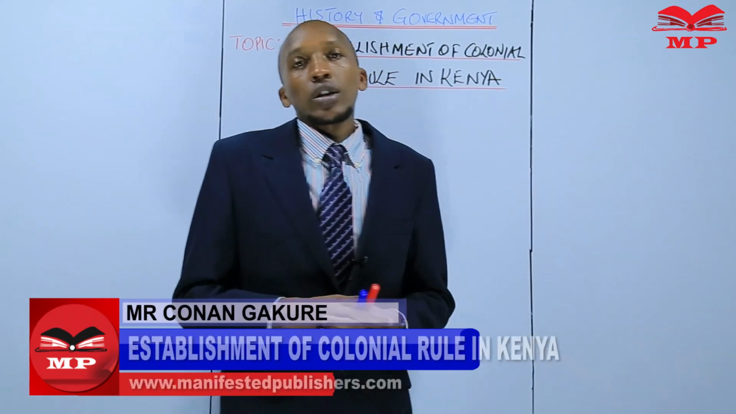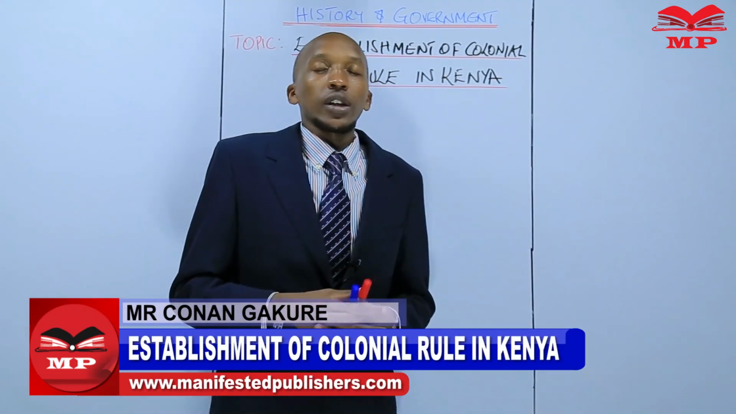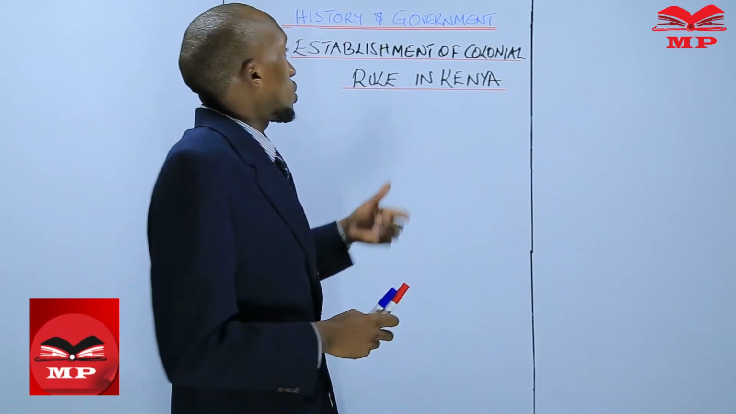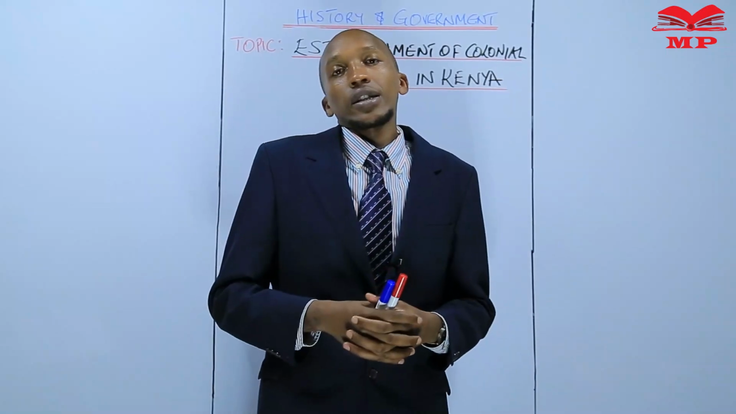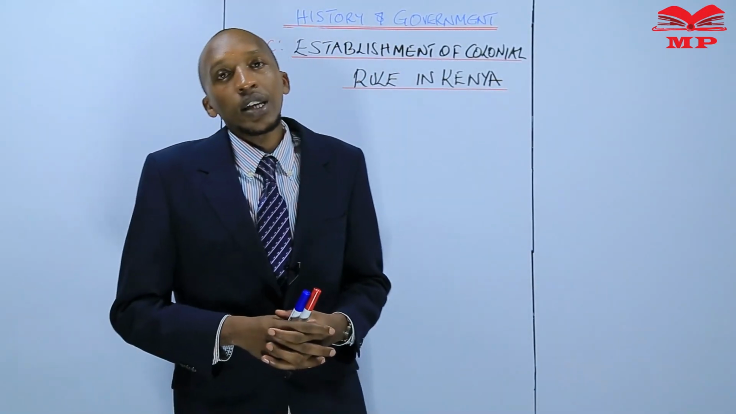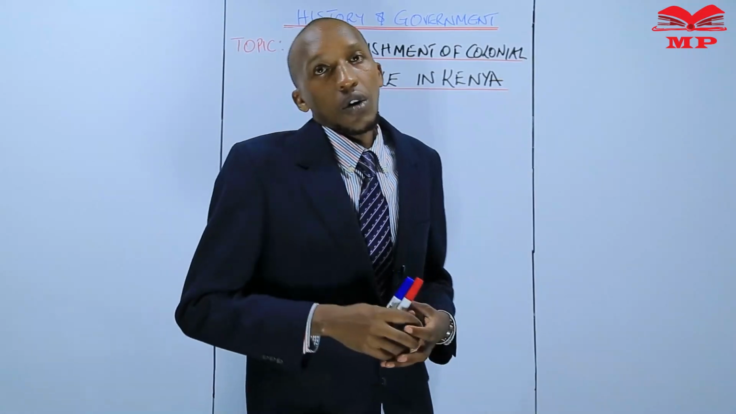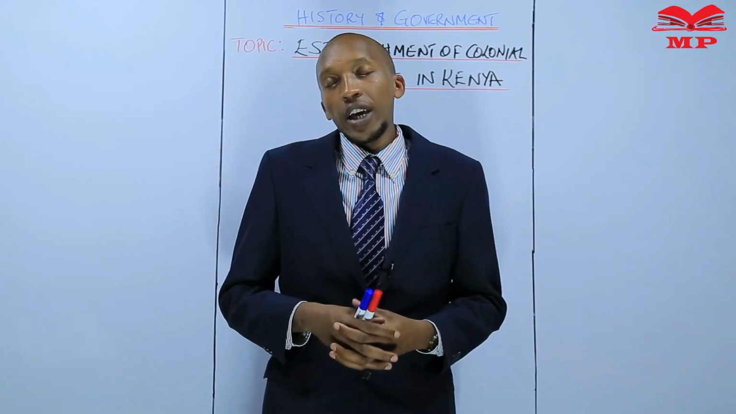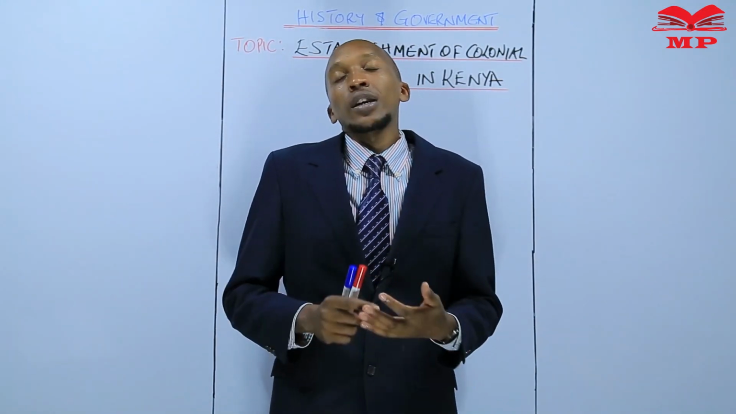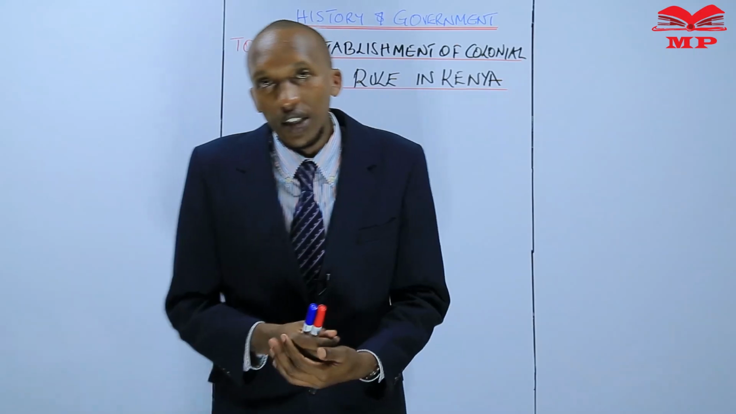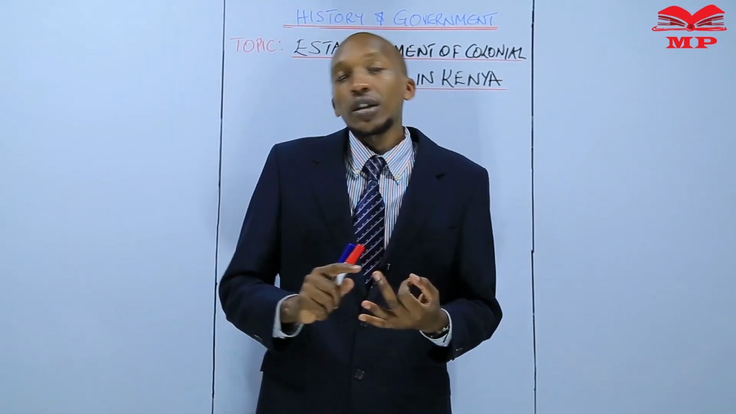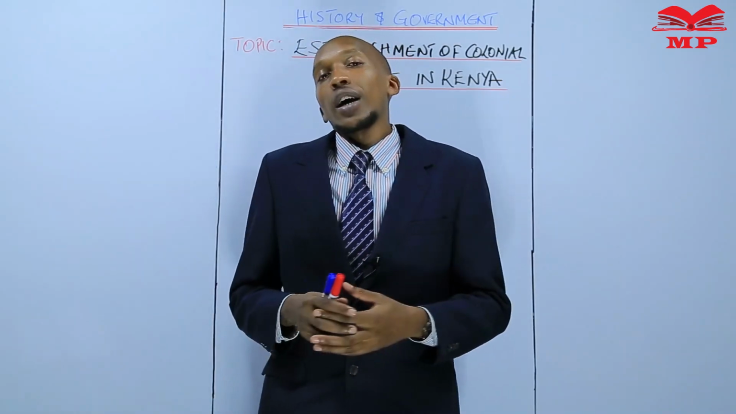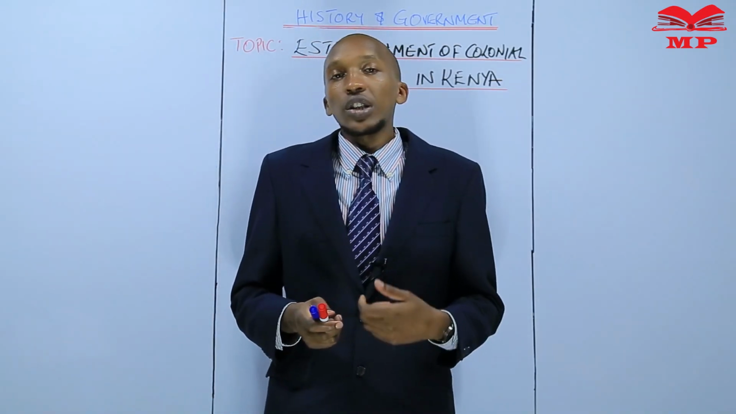We are continuing with our learning on the establishment of colonial administration in Kenya, or colonial rule in Kenya. In the previous lessons, we have been studying the response of the Kenyan people to the coming of the British occupation of Kenya, and we discovered that the people reacted in three ways. They either resisted, or they collaborated, or they had mixed reactions. So we had started with the first response, which is resistance.